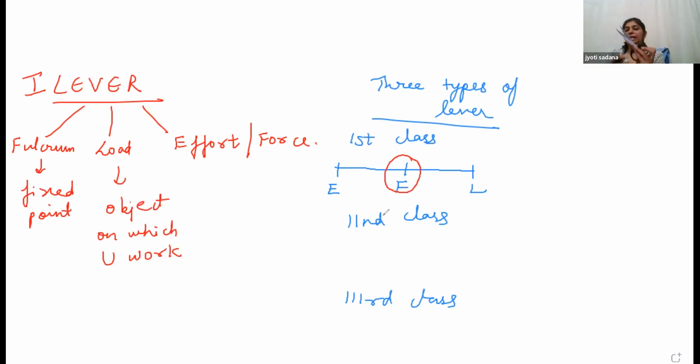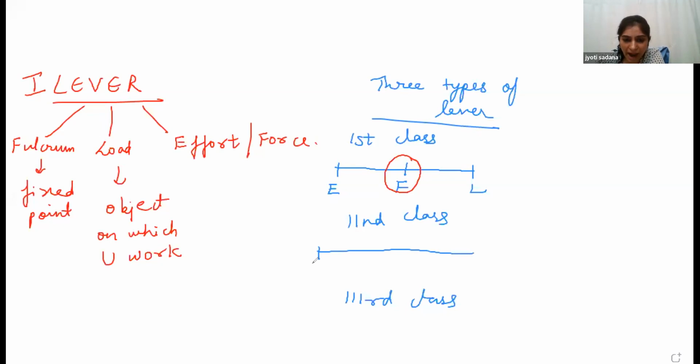Now you tell me, the scissors which I have given you as the example, is it the example of first class lever? Say yes or no. Is it the example of a first class lever? It is a yes, first class lever, definitely. I hope now you understood the first class lever. Okay, coming now to the second class lever. So what happens in the second class lever?